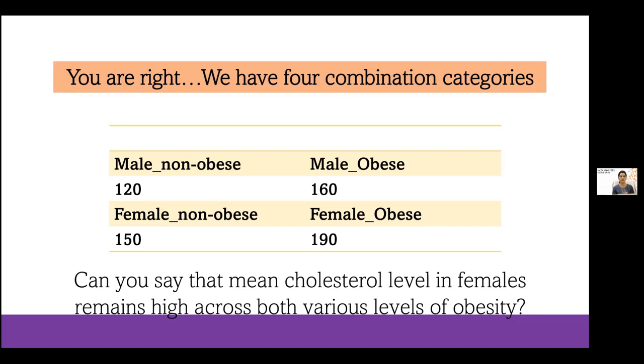So in this case, just see this slide for a few seconds, and then I'll ask the question. Male non-obese, the value is 120. Male obese is 160. Female non-obese is 150, and female obese is 190. So we have got 4 combinations of categories.